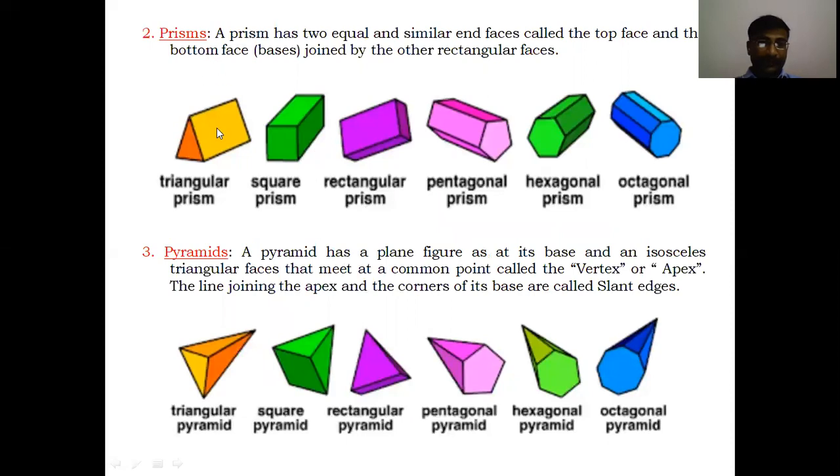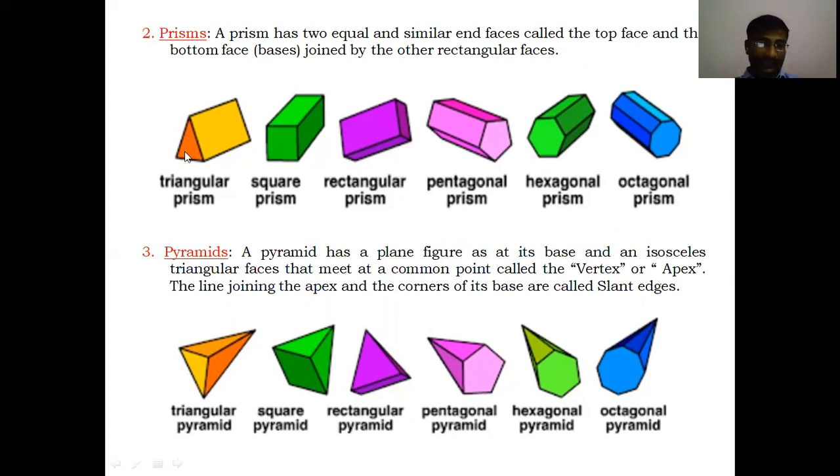The second type of solid is prisms. As I explained earlier, these are the prisms. A prism has 2 equal and similar end faces, called the top face and the bottom face, which are also called bases, joined by the other rectangular faces. Clear?